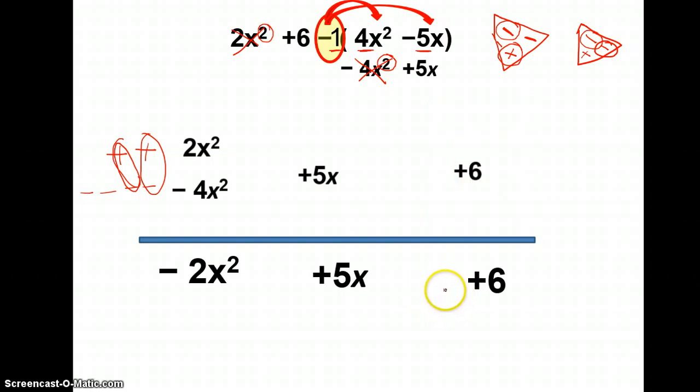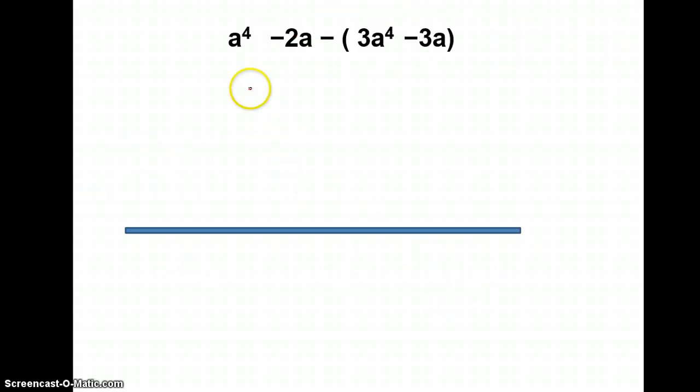All right. Let's try the next example. A to the 4th minus 2a minus parentheses, there's a parentheses again, 3a to the 4th minus 3a. So we're going to, again, distribute. So negative out there, we're going to distribute to what's inside.